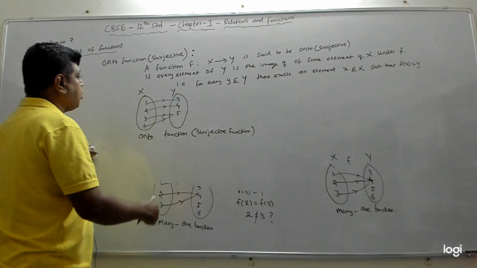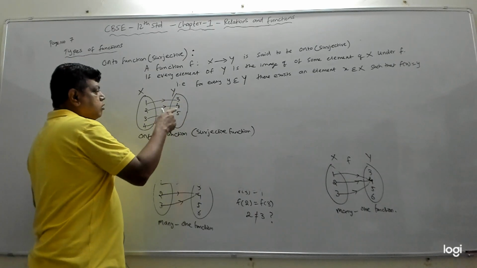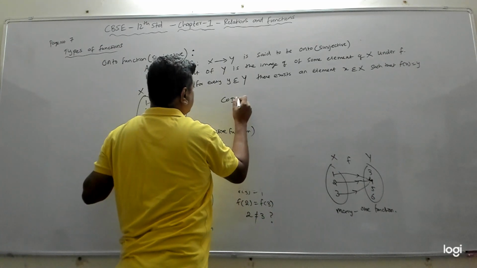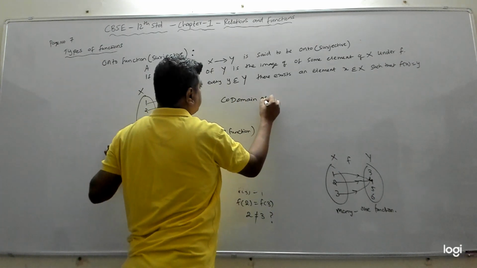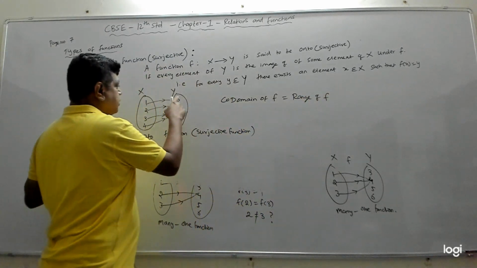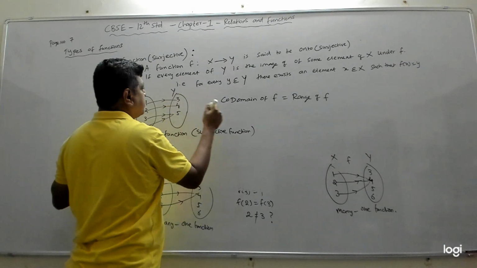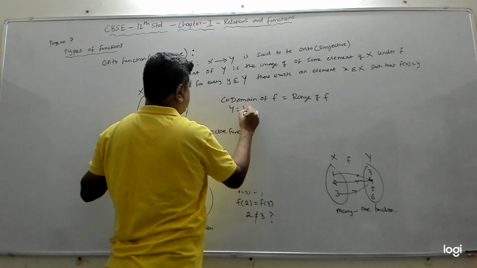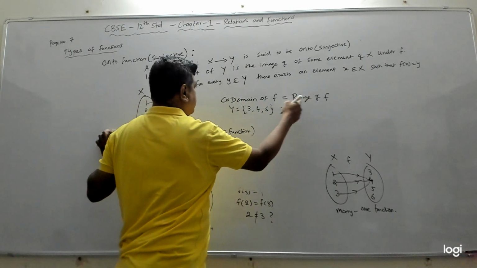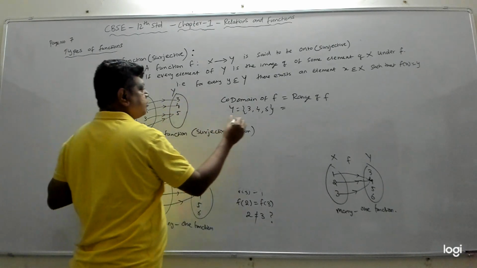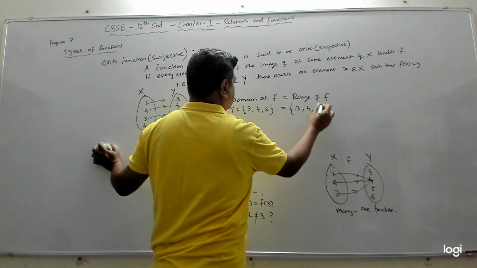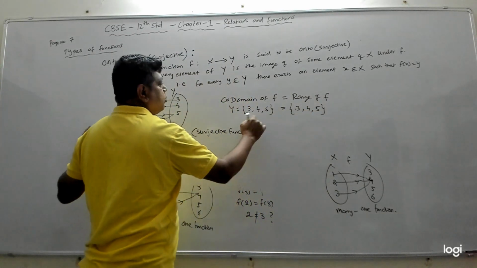One more thing is, in general, we can also say a function is onto if the codomain of f is equal to the range of f. Range of f means the set of all mapped elements. Here the codomain of f is y, which is 3, 4, 5. The range of f is all the mapped elements, 3, 4, 5. So both the sets are equal.